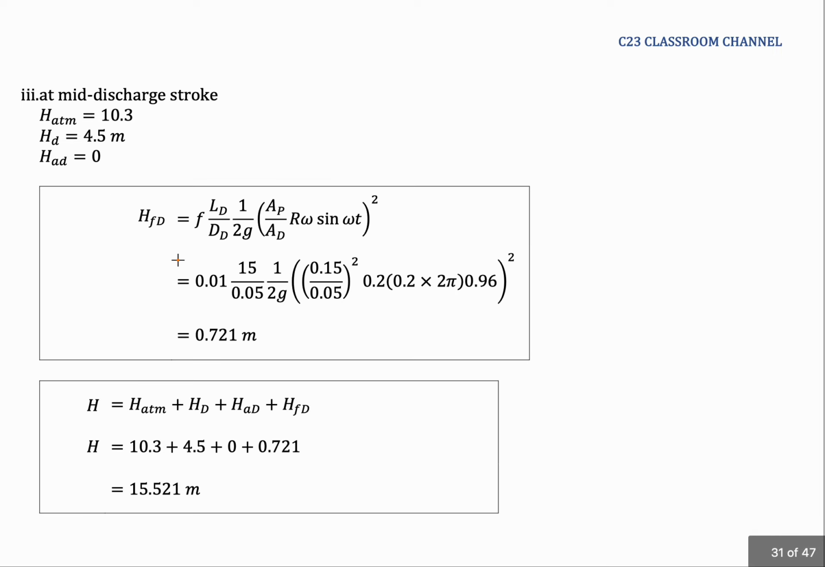And then for the mid-discharge stroke, meaning at the middle of the motion, in the middle of the discharge cycle, we could calculate the friction as this one. So we get 0.721 meter. So the pressure is actually 15, which means intermediate between the start and the end of the discharge cycle.